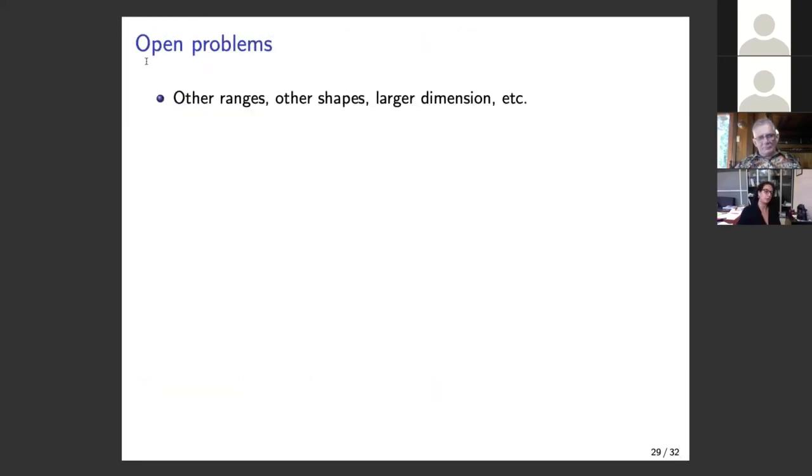To finish, I just want to mention some open problems. Of course, you can work with other ranges, not just -1 and 1, but more colors or more integers, or you can work in other groups, for instance, the cyclic groups. I don't think that's been done already. You can work with other shapes, like in Gallai's theorem, or of course larger dimensions.